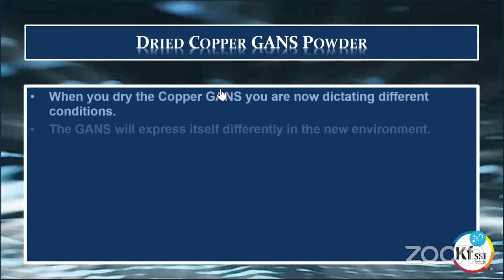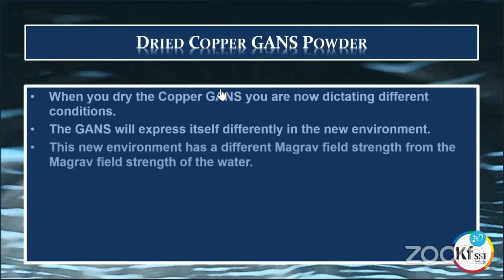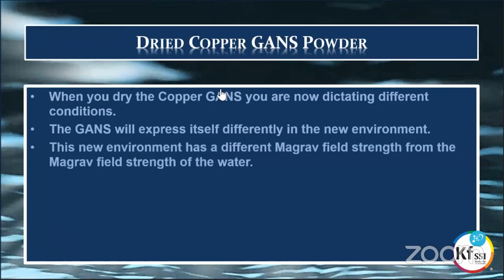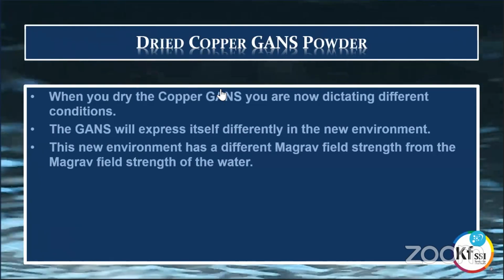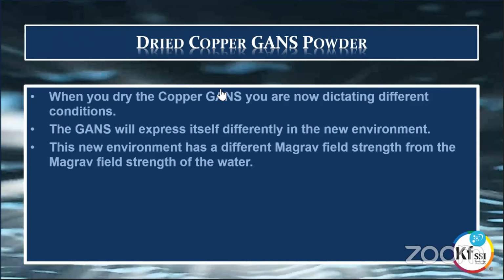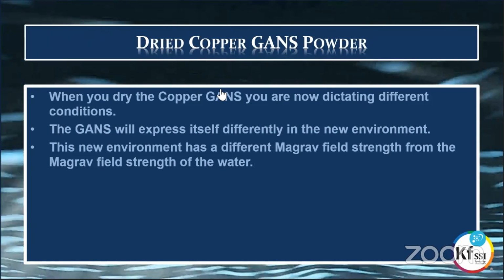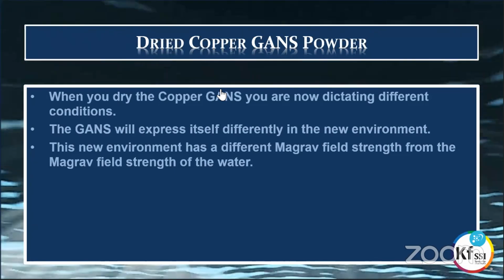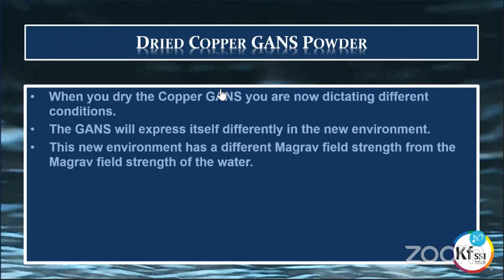Essentially, when you've dried your copper GaNs, you are now dictating different conditions, because it's not in the water environment, it's now in the atmosphere of Earth's environment. So this GaNs is going to express itself differently in its new environment. And this new environment has a different magnetic field strength from that of the water.